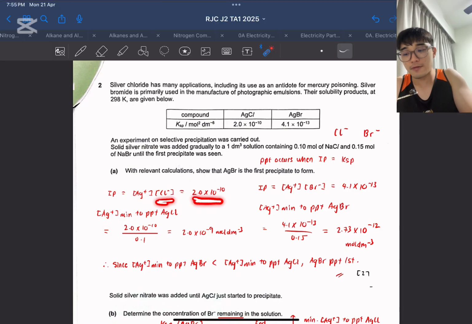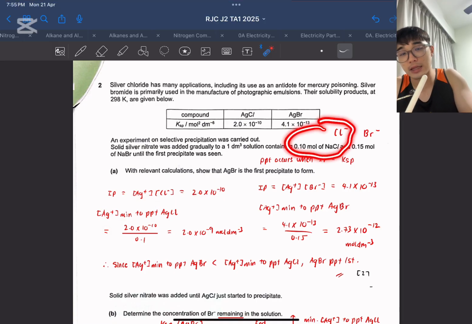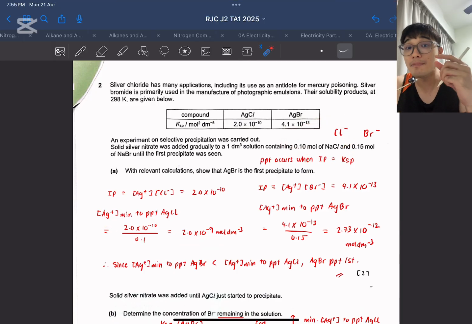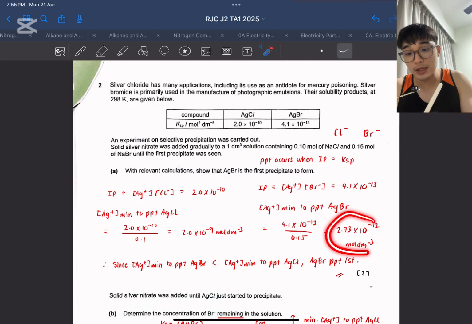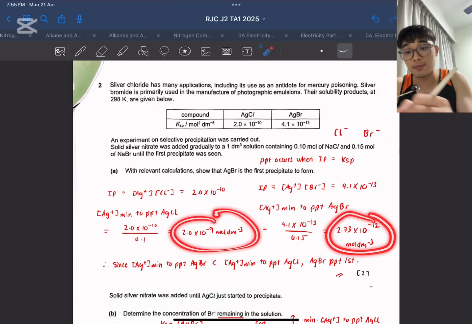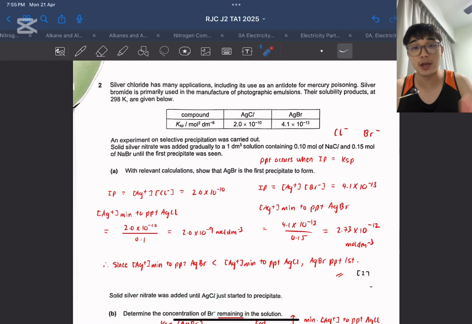Take your Ksp, divide by the concentration of Cl minus in the mixture. This is the concentration of Ag plus that I minimally need to add to see a trace of AgCl precipitate. This is the concentration I need to add to see a little bit of AgBr come out. Since this is a smaller value than this, it means AgBr will precipitate first.